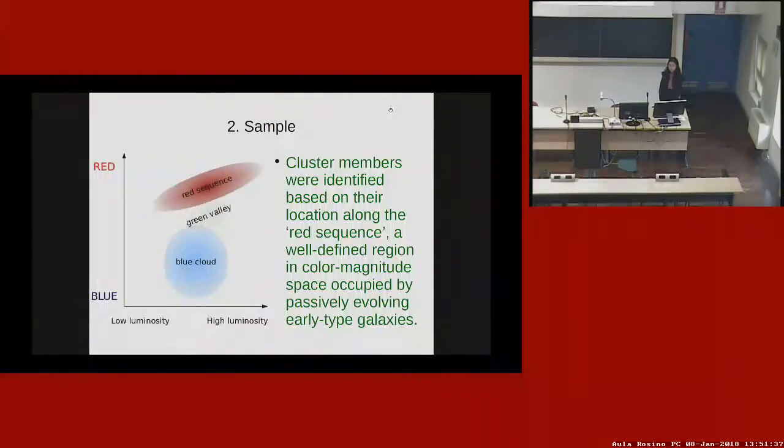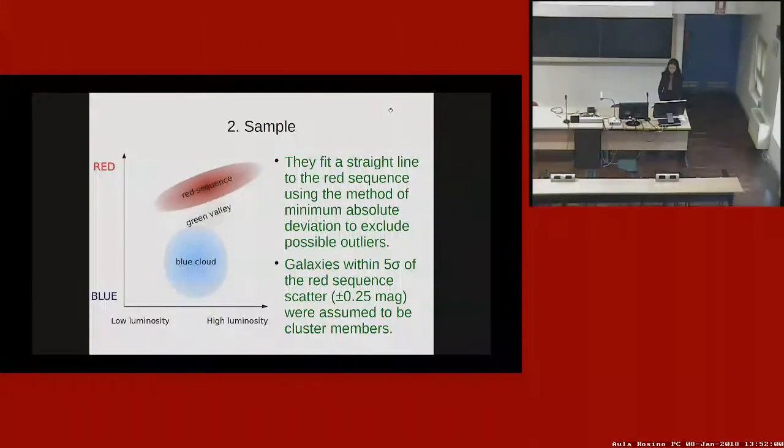So first is the sample selection. The cluster members were selected based on their location on the red sequence. The red sequence is a well-defined region in the color and luminosity space occupied by relatively early-type galaxies, and then they fit the red sequence with a straight line using the least absolute deviation model to exclude possible outliers. And those galaxies within 5 sigma of the red sequence were assumed to be the cluster members.